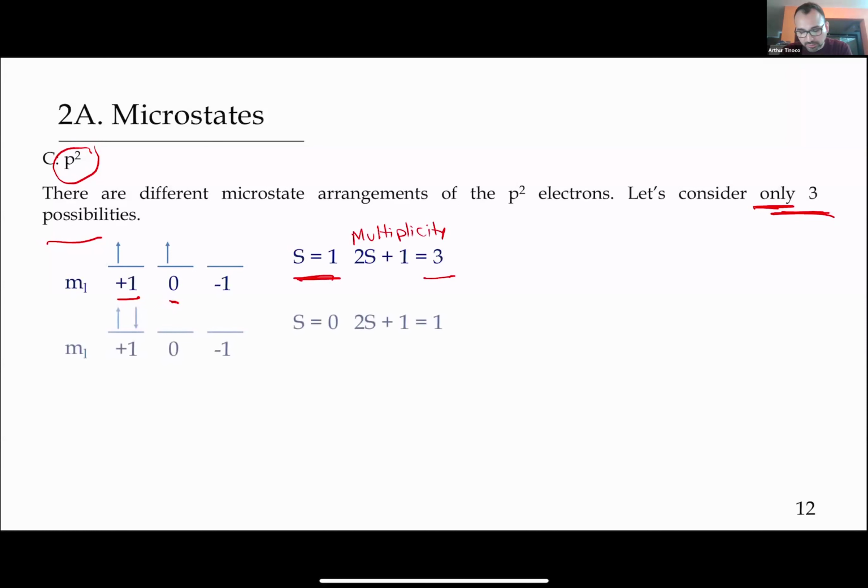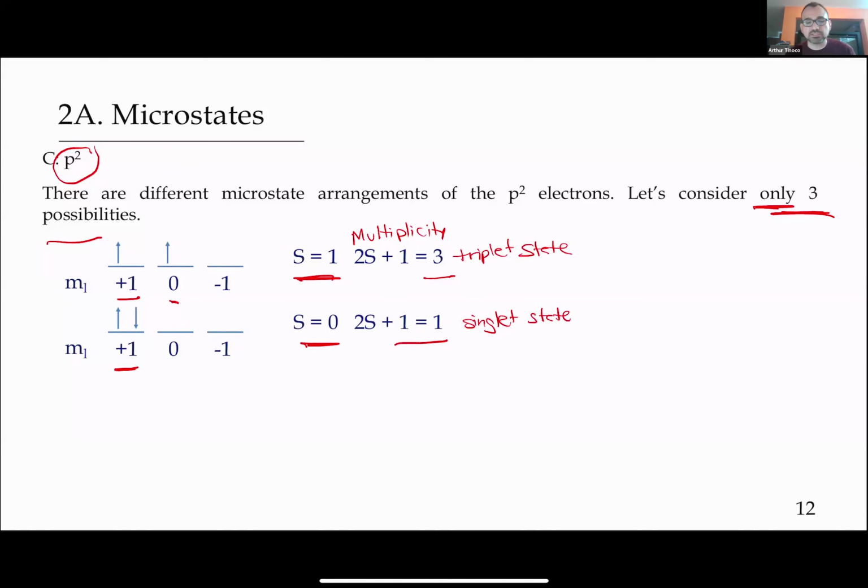All right, what about another possibility? Another possibility is having two electrons that are paired. I could have put them in the 0, I could have put them in the -1, but I chose to put them in the +1. These two electrons are paired up, so one is flipped up, one is flipped down. Overall, you have a spin of 0, and your multiplicity is 1. So this is a triplet state, and this is your singlet state.